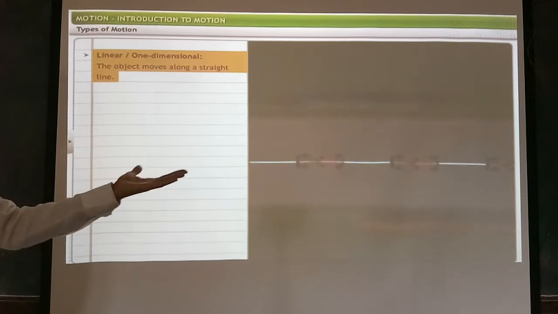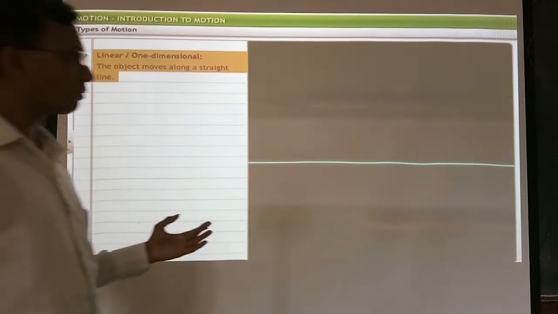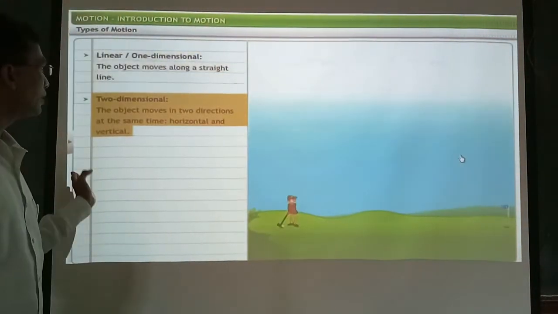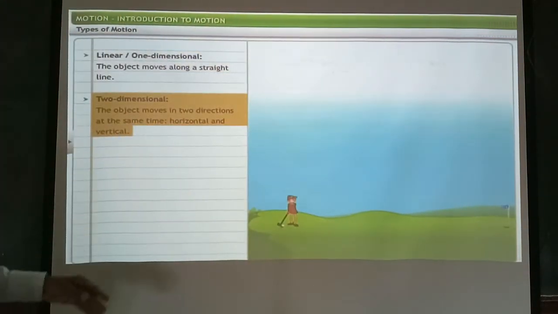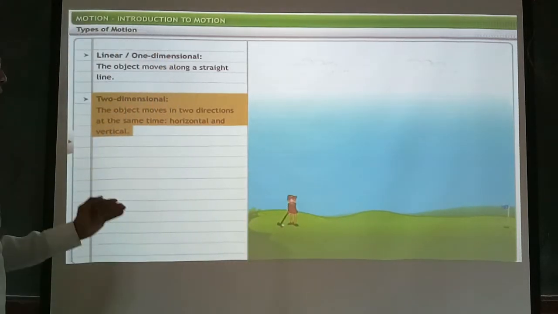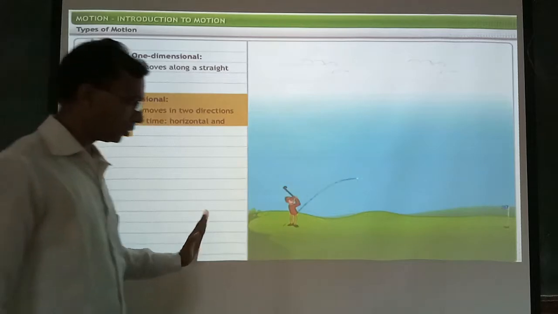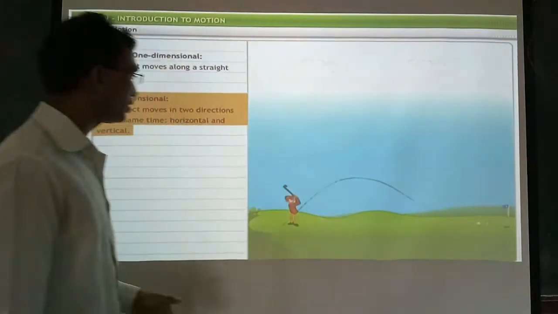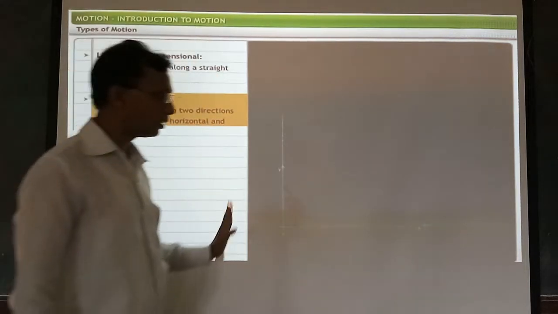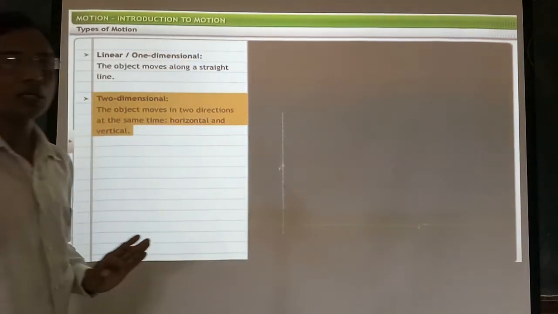Another example is a car going from one place to another, which is linear motion. Another type is two-dimensional motion, such as a ball moving horizontally and vertically. The object moves in two directions at the same time, horizontal and vertical. So it is two-dimensional motion.